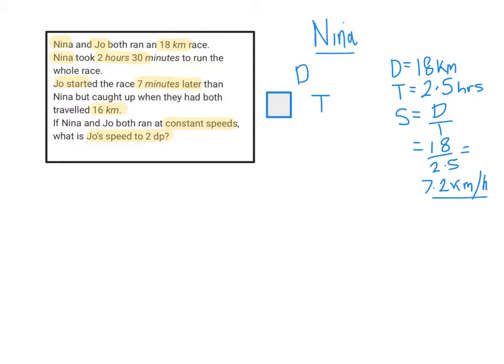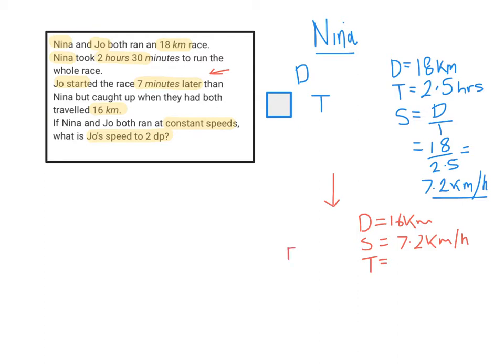Joe started the race 7 minutes later, so we need to think about that. We might use that in a minute. But caught up with Nina when they had both travelled 16 kilometres. So let's just go back to Nina again, and let's figure out, if she'd gone 16 kilometres at her speed, which we found was 7.2 kilometres per hour, then how long did that take her? And we can work out how long it took Joe to get there then.